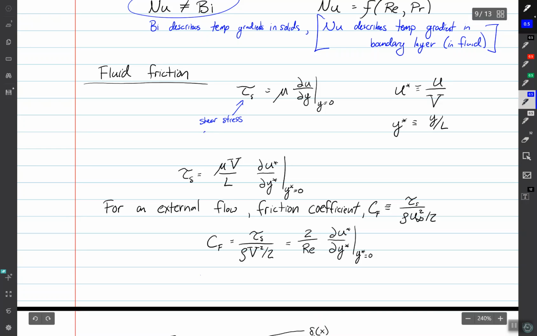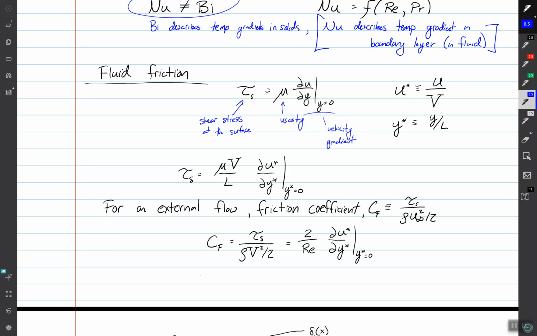This is the shear stress at the surface. And this is what we would call Newton's law of viscosity. This is the viscosity here, and this is the velocity gradient. So you can see it looks a lot like the equation that we just wrote.